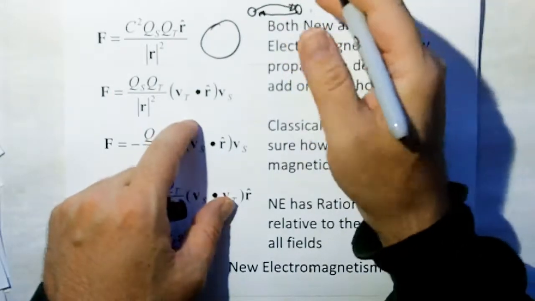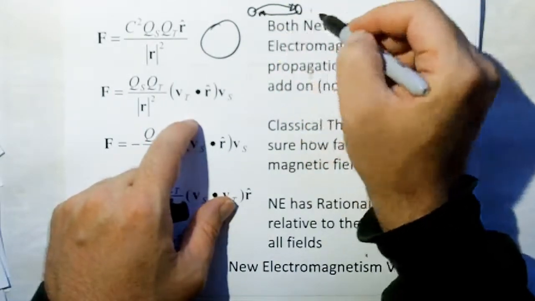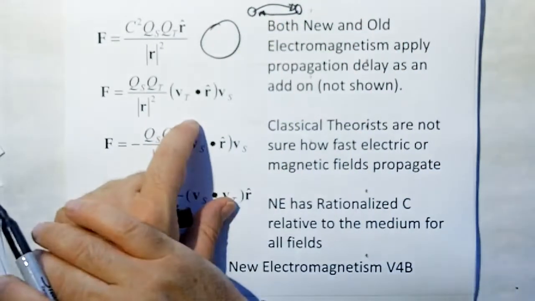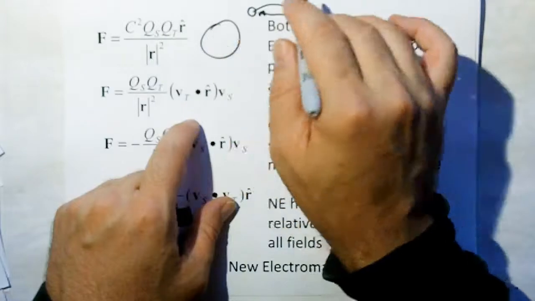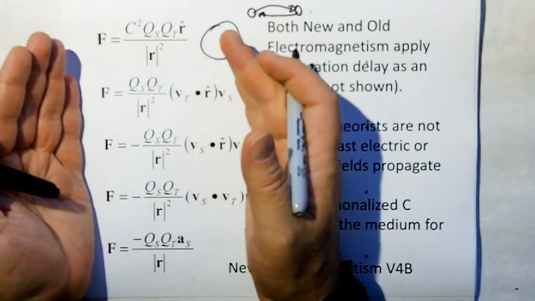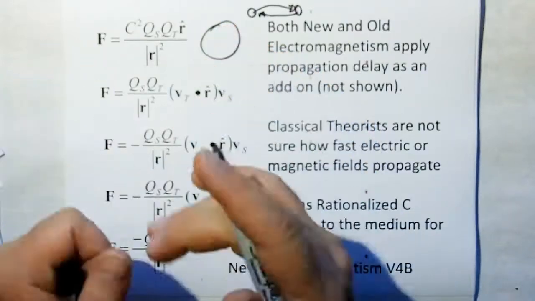It doesn't necessarily have to be a circular system. I'm trying to find a name for this, a self-regenerating system. Let's use that term. So in order to have a self-regenerating system that does not violate the rule of acquisition 17, we need time delay. And in classical theory and in new electromagnetism, we both apply time delay as an add-on to the models. In this case, this is new electromagnetism version 4.